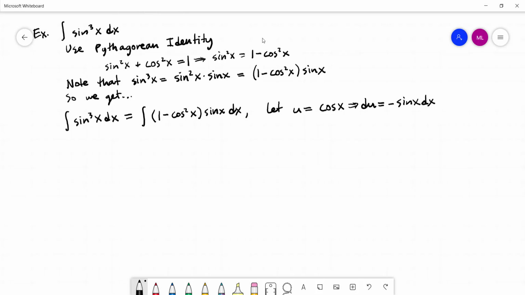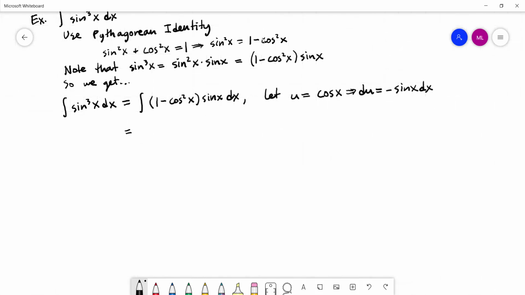And we can actually do it in a couple of steps. I'm going to break it up into two pieces. You can think of it as basically we're just going to be distributing the sine function through. So one of the two integrals that I'm going to be dealing with is just going to be sine of x dx when I distribute the sine of x through to the 1. And the other one will be the minus integral of cosine squared of x times the sine of x dx. And this is the one that I will use the U substitution that we just came up with right here.